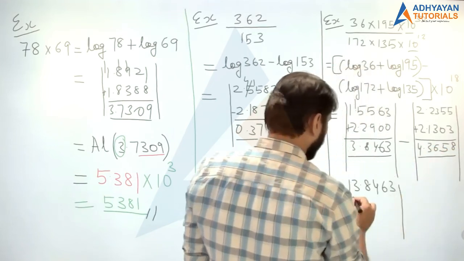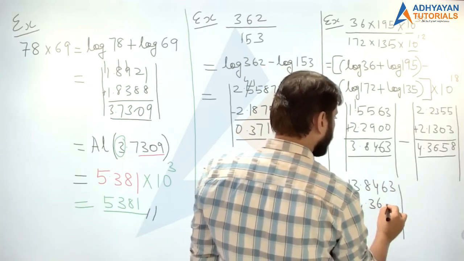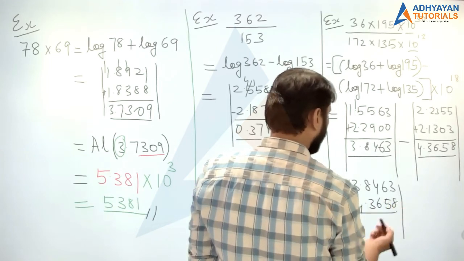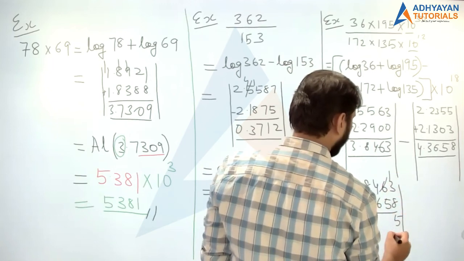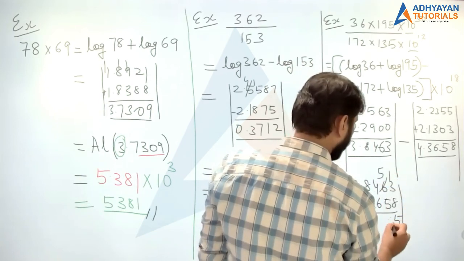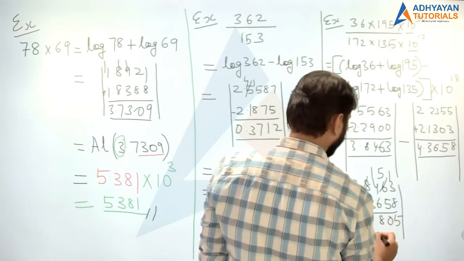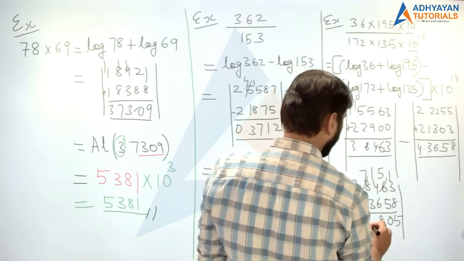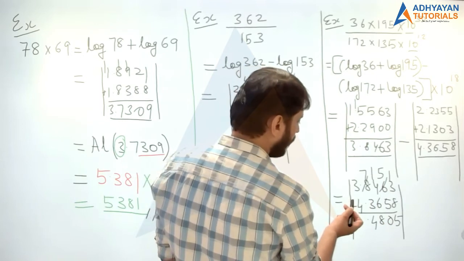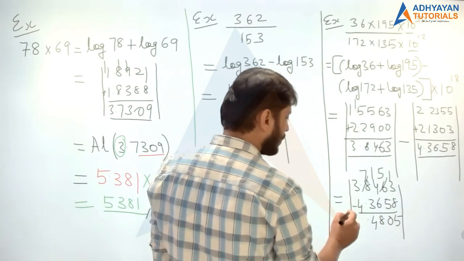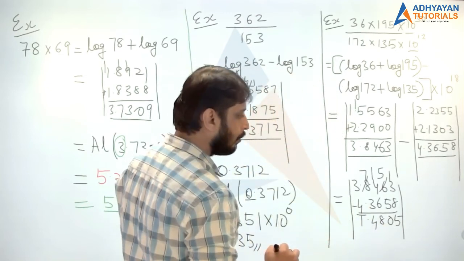This is 4.3658. But this is to be subtracted. So minus 4.3658. Let us subtract it. 13 minus 8 is 5. 5 minus 5 is 0. 14 minus 6 is 8. And 7 minus 3 is 4. Point. Now, this is minus 4 plus 3. So it will be bar 1.